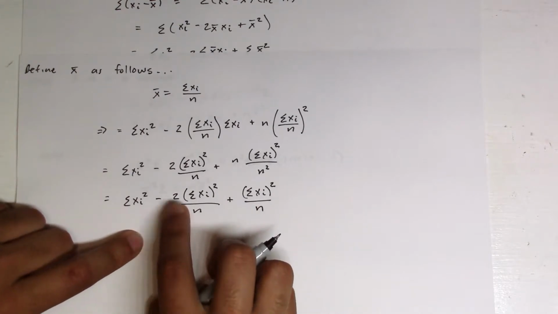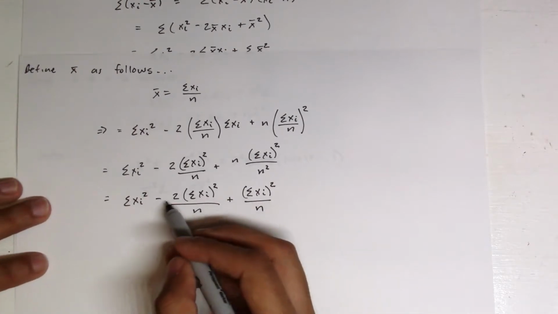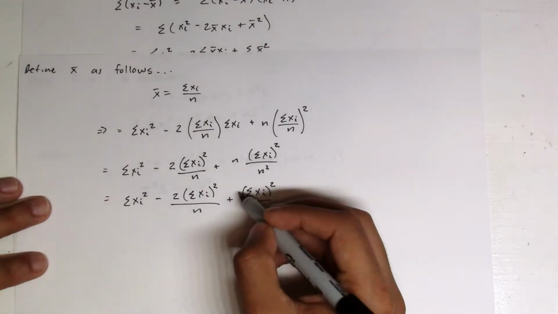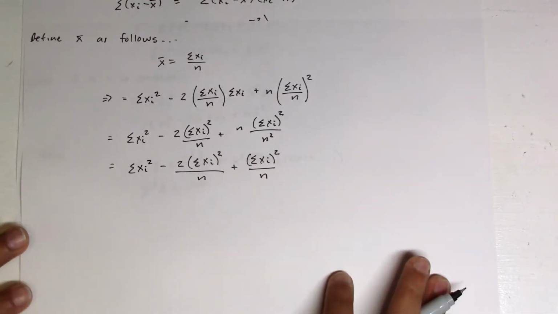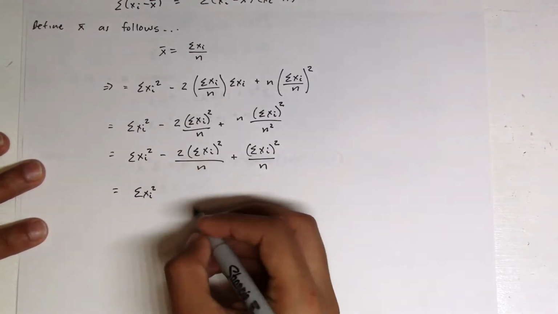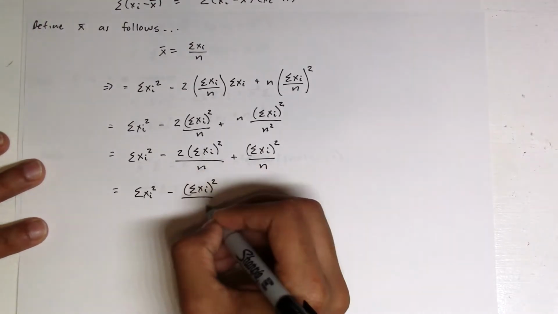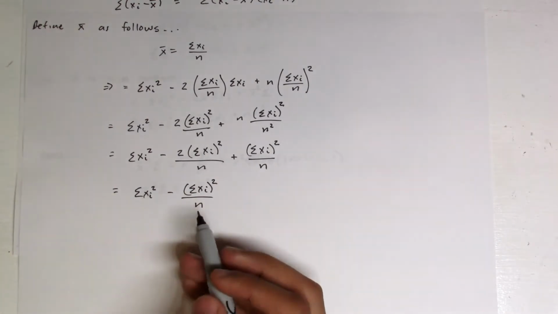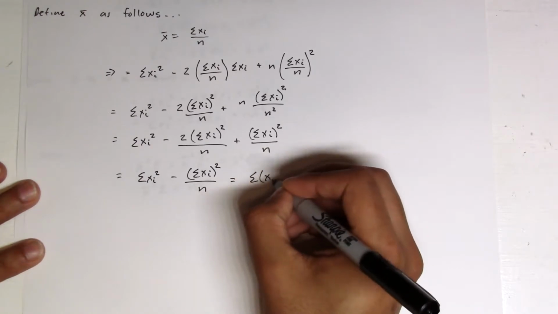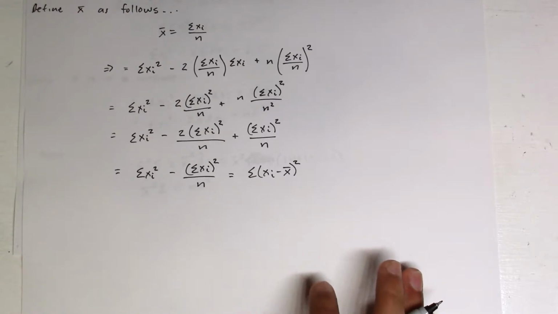Since this term is the same as this term, they're like terms, and we can add them together. A negative 2 is a coefficient here, and this is a positive 1 coefficient. So we could simplify this whole equation to the sum of xi squared minus the sum of xi, quantity squared, over n. So this is the new notation for the sum of squares. This equals the sum of xi minus x bar, squared, which is very useful to use.